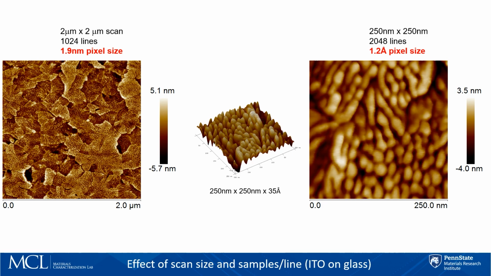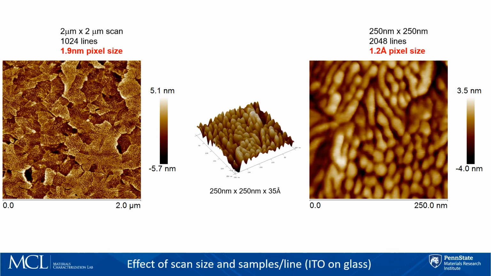So on the left, we've got a 2 micron scan at 1024, giving us a 1.9 nanometer pixel. On the right, we have a 250 nanometer scan at 2048 samples per line. That is a 1.2 angstrom pixel size. Now that's really a bit of overkill on this. With a 2 nanometer radius of curvature probe, it doesn't make too much sense to really drop that pixel size much below 2 nanometers, 1 nanometer, based on what we're able to resolve with the probe itself.